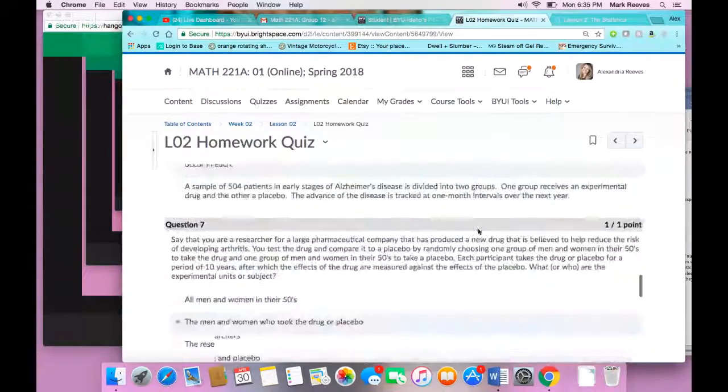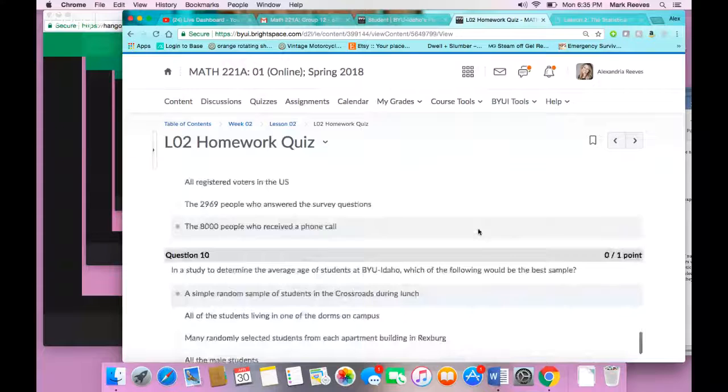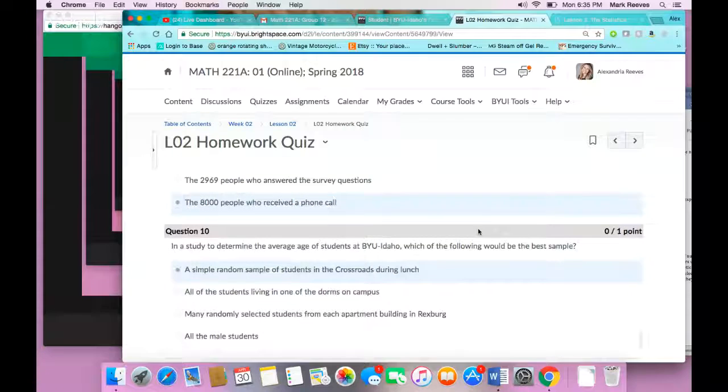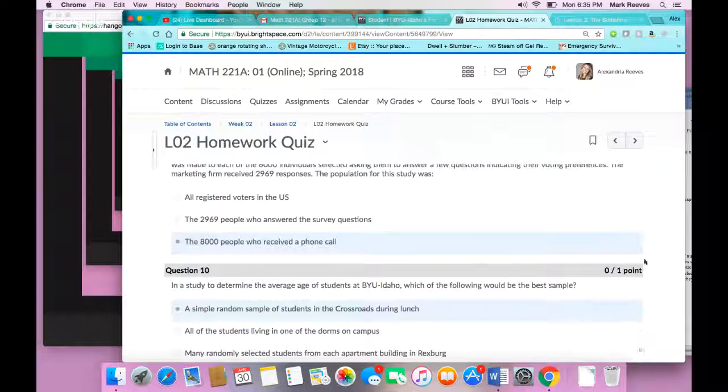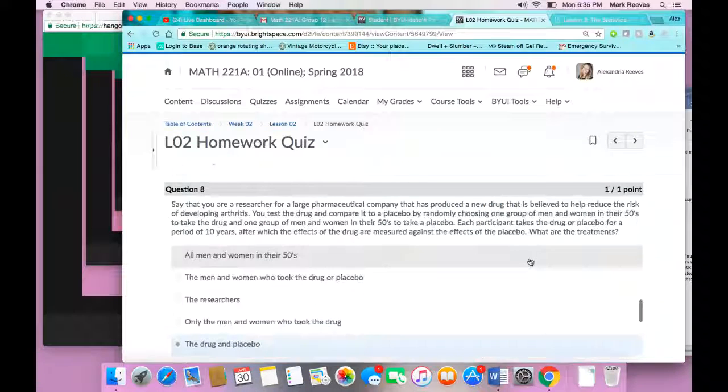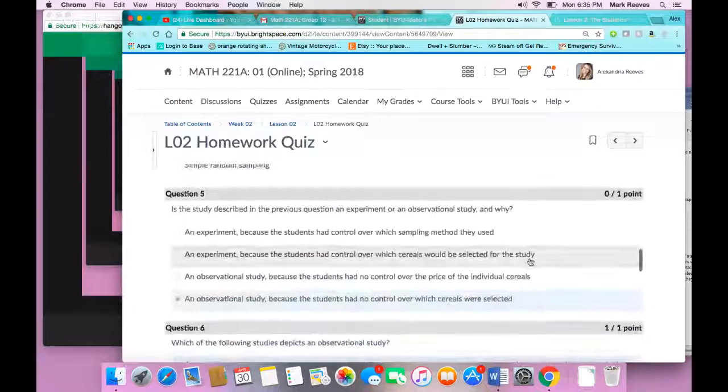Oh, we missed 5 and 9 and 10. Dang. Okay. Did you submit yours? Yeah. No, you're fine. 5, 9, and 10. Okay. So for number 5, let's look at that one. For number 5, then it's definitely C. Yeah, I think so.